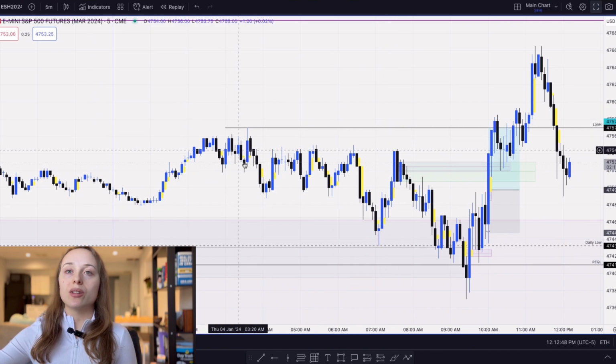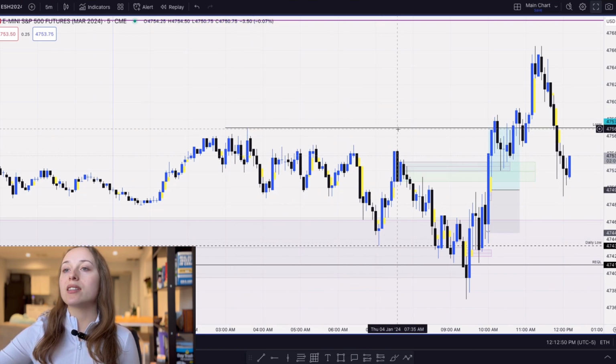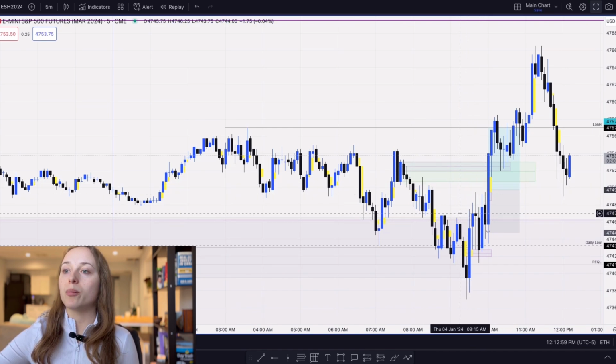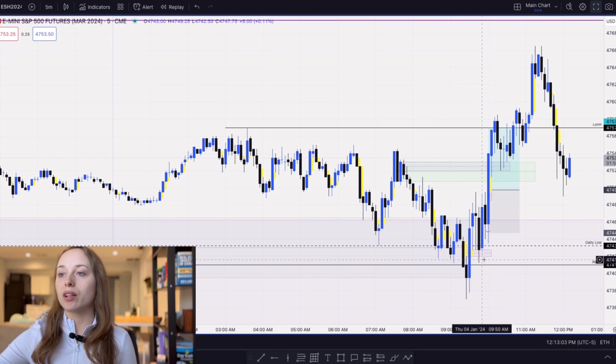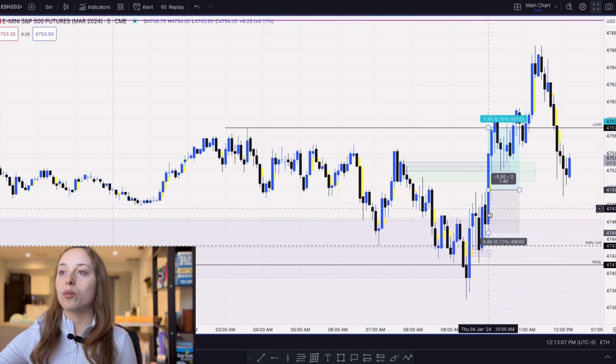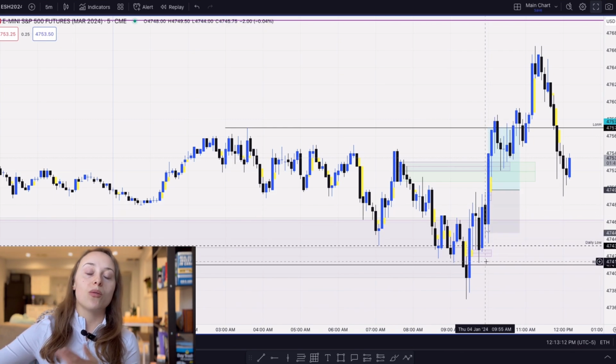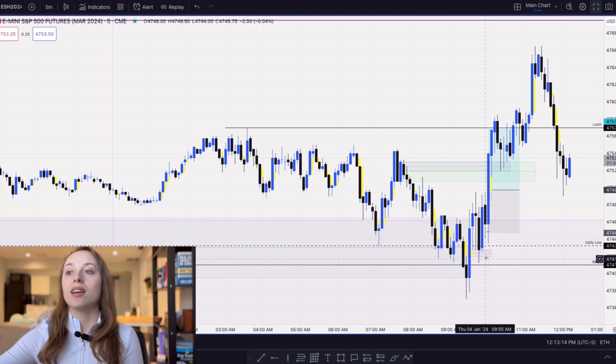We did consolidate a bit. These are the London session highs. We traded down, taking out these relative equal lows down here, taking out this low at 9:30. We then traded higher. We have this break of market structure right here. Came back down, there's this 5-minute fair value gap right here. And then at 10 o'clock, we can see we have some momentum.